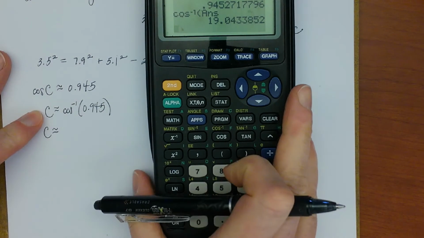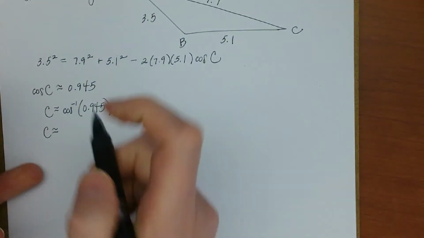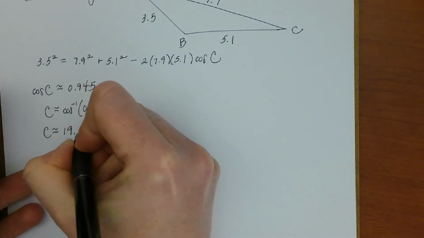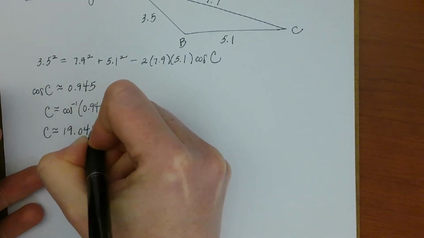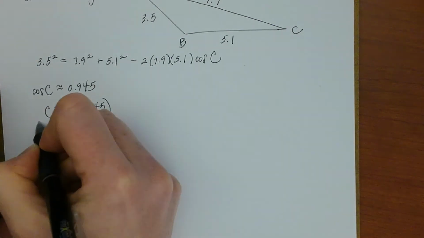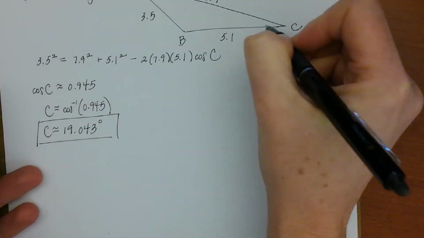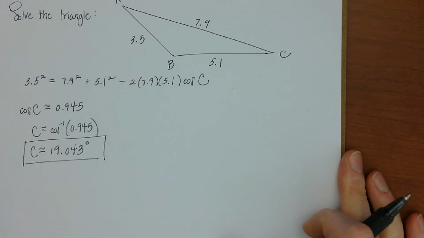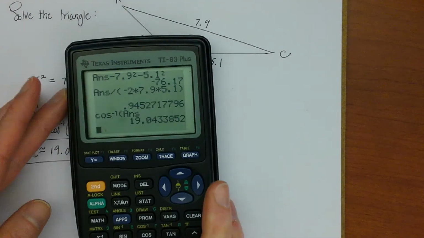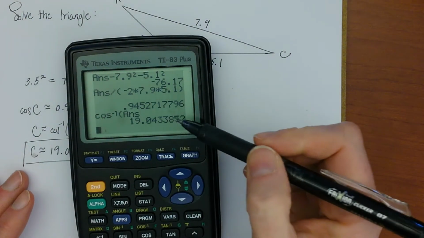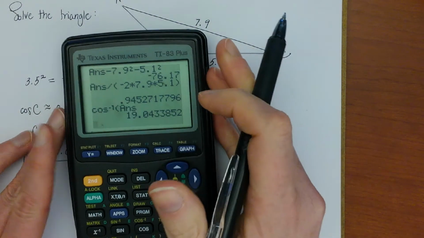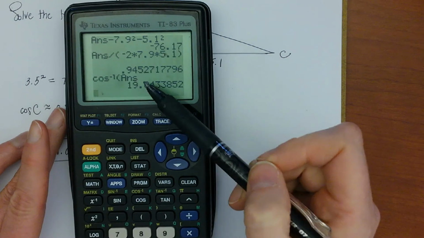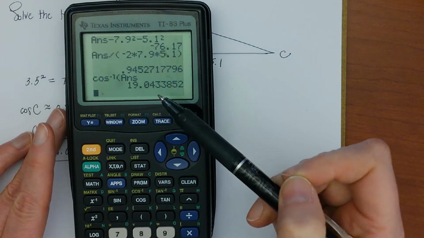Okay, so it looks like I'm getting that angle C is approximately 19.043 degrees. And that's one of my answers, 1 down, 2 to go. And so I'm doing good. Now, it turns out I'm actually going to need this measurement later. So I would like to have all the decimal goodness past the thousandths place that I wrote down on my paper.